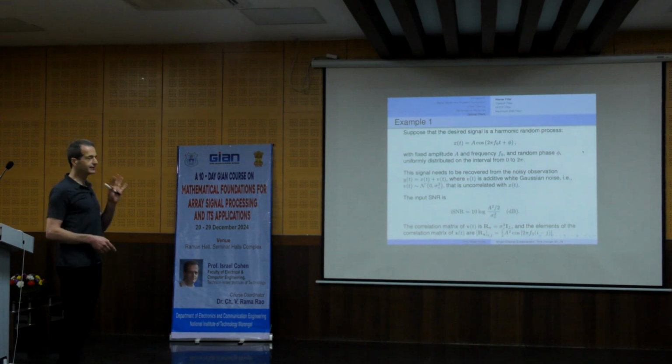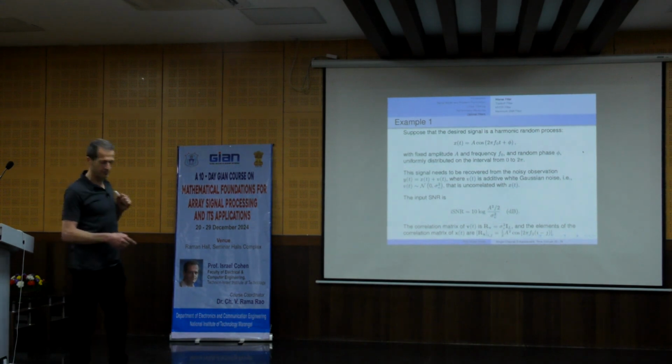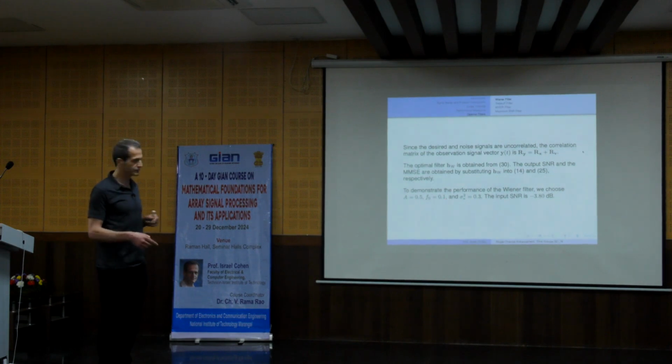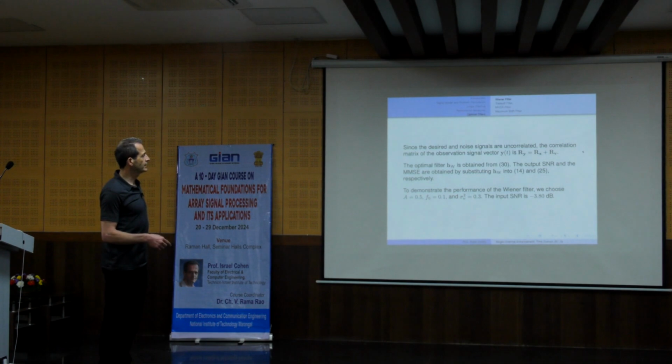You see, it's not that easy even for that very simple example. For this example, I take A equal to half, f0 equal to 0.1, which is less than the Nyquist frequency, and sigma v squared is 0.3. So the input SNR is minus 3.8 dB.